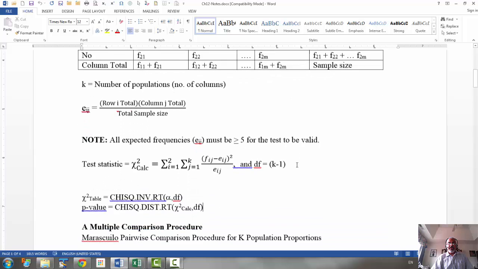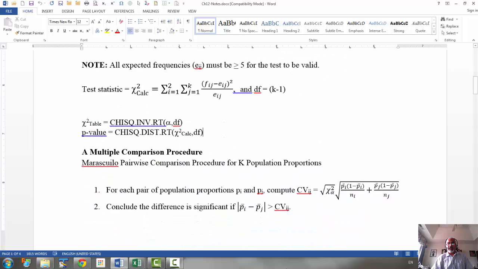Now, for each pair we have to compute a critical value, CV, and you use this formula to compute it. If the absolute value of the difference in the sample proportions is greater than the critical value CV for that pair, then we say that difference is significant. Otherwise, that difference is not significant. So now let's look at an Excel example of all of this.